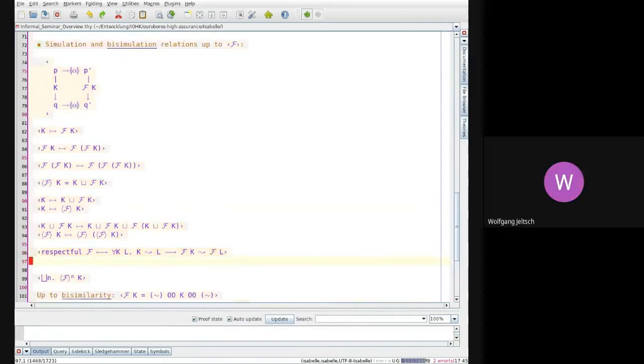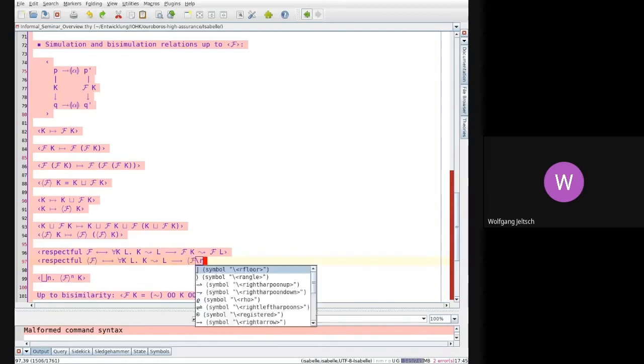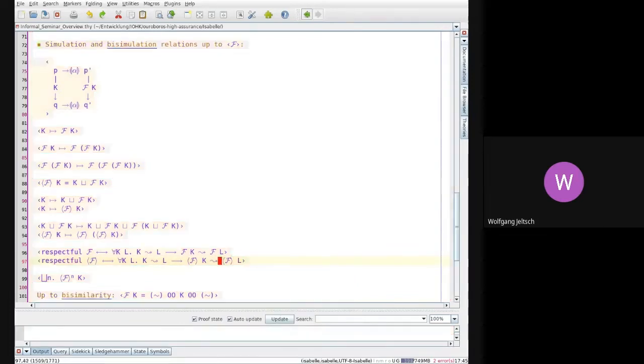Okay. And what would be respectful for this, no, like that. Of course, it would be like that. Now we can expand that. So this is just K union f of K. That's L union f of L.